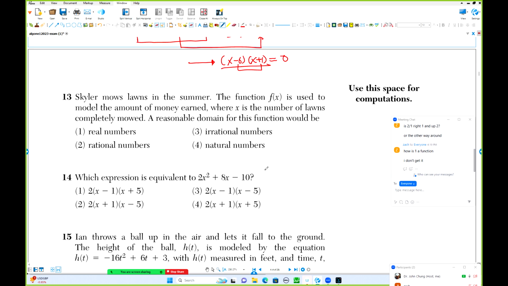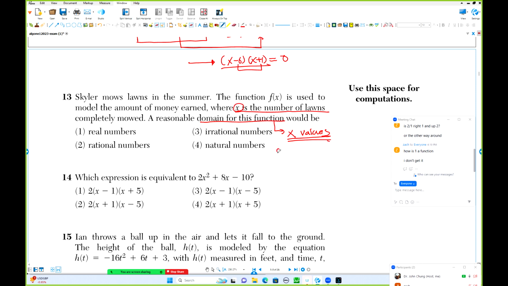All right, number 13. The function f of x is used to model the amount of money earned, where x is the number of loans. Choose a reasonable domain. What is the domain? The x values.